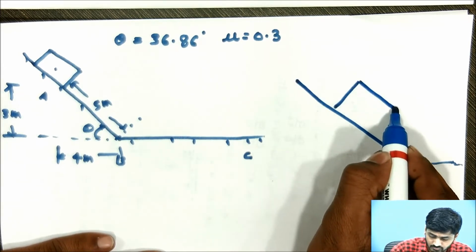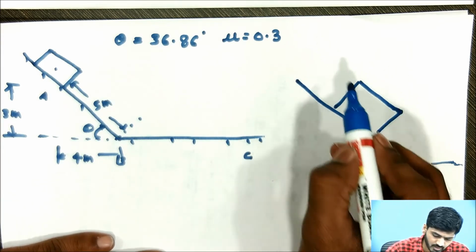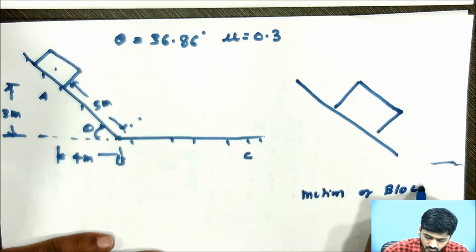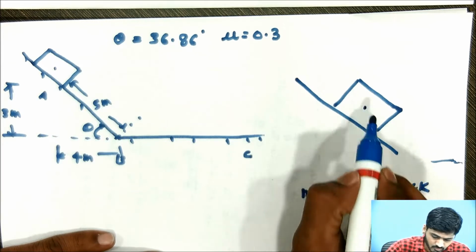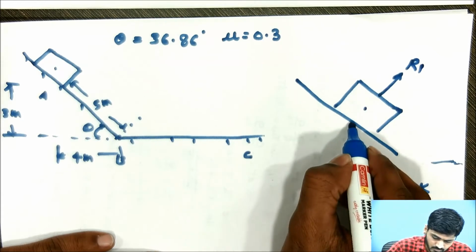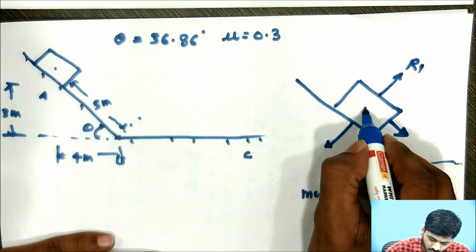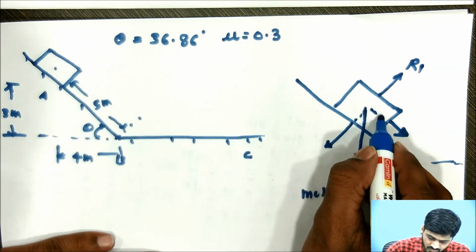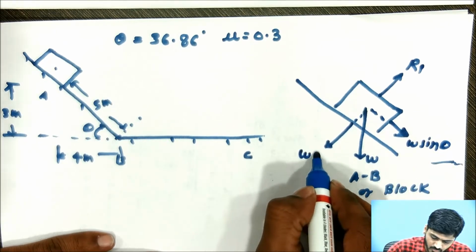This is the block, and we are considering the motion of the block from A to B. The normal reaction is present, this is R1. The weight is present, so two components are present here. Weight is always present in a vertical downward direction, W. So here W cos theta and W sin theta are the two terms.